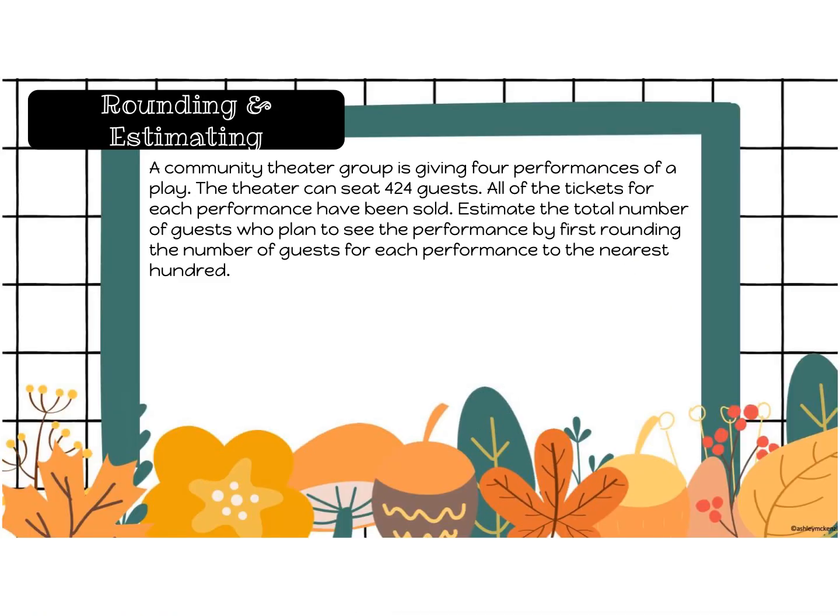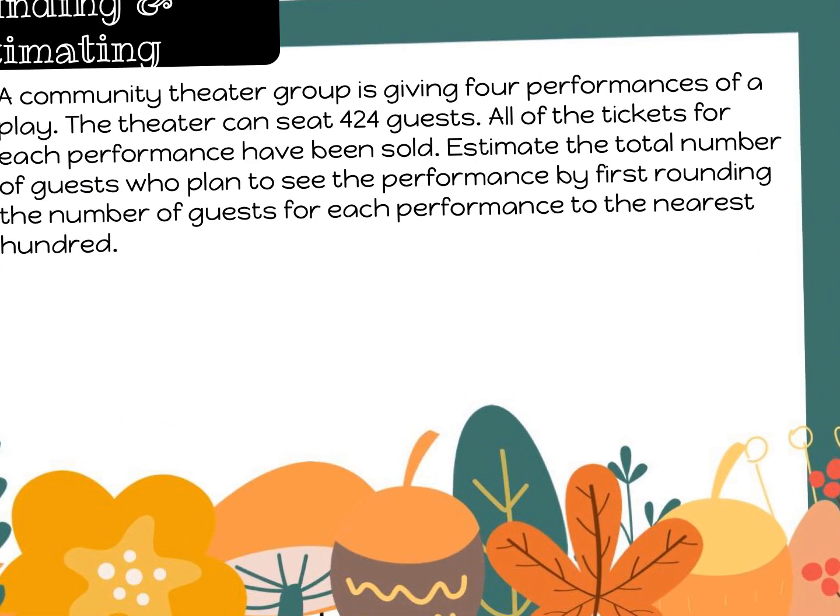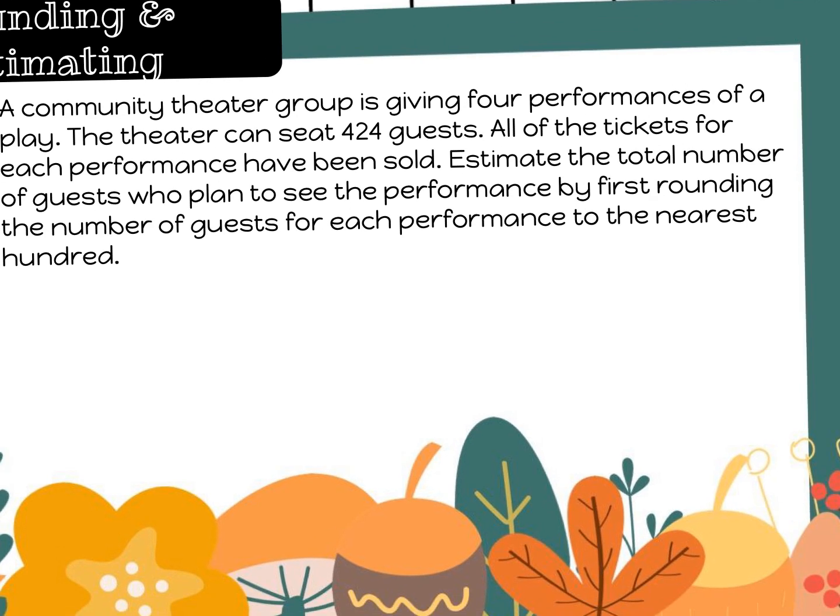Okay, here's another one. A community theater group is giving 4 performances of a play. The theater can seat 424 guests. All of the tickets for each performance have been sold. So estimate the total number of guests who plan to see the performances by first rounding the number of guests for each performance to the nearest 100. Okay, so this gets rounded to 400. Then what do I do?